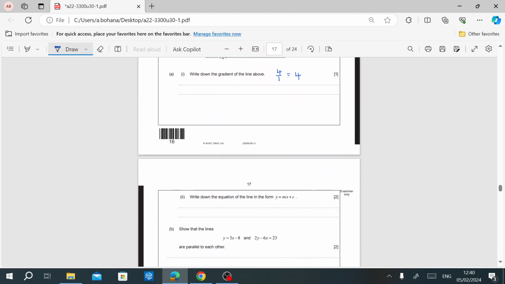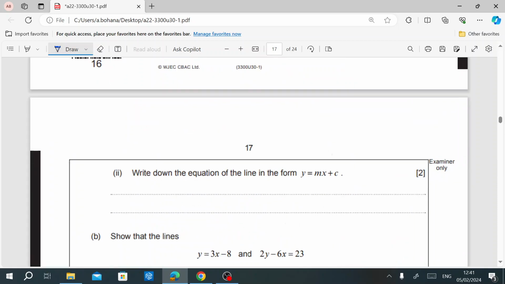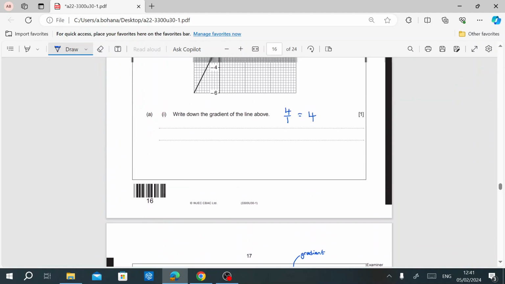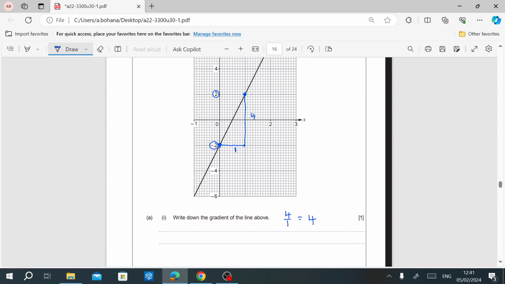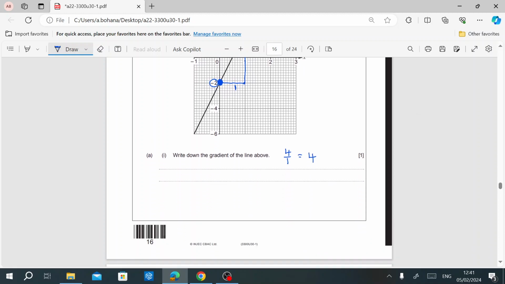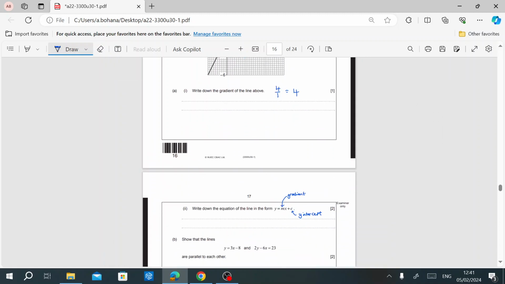Write down the equation of the line in the form y is equal to mx plus c. Right, that in there is where the gradient goes, which you've got, which is 4. And that there is the y-intercept. So if I look at my graph now, the y-intercept is where it crosses the y-axis. And it crosses the y-axis at the number -2. So the equation of this line is y is equal to 4x minus 2.